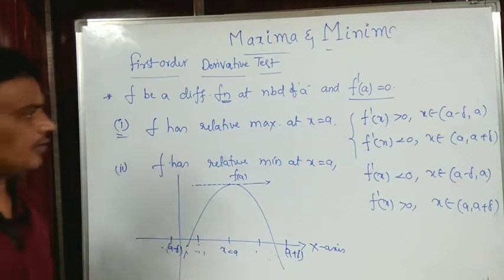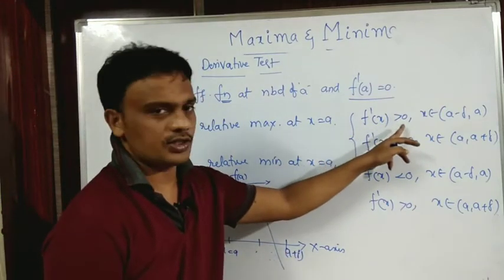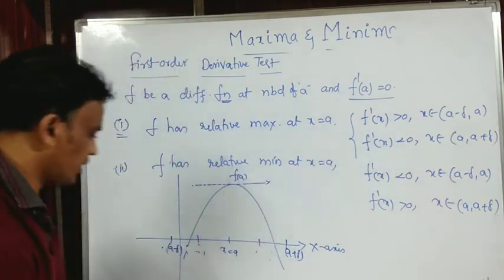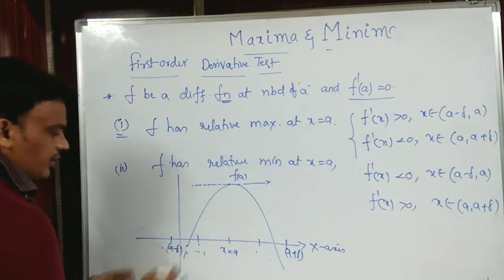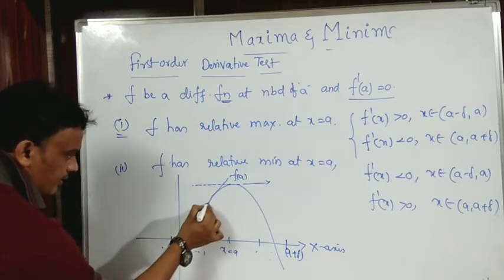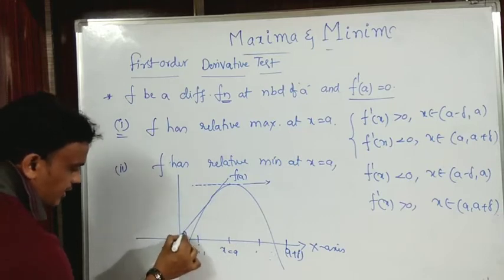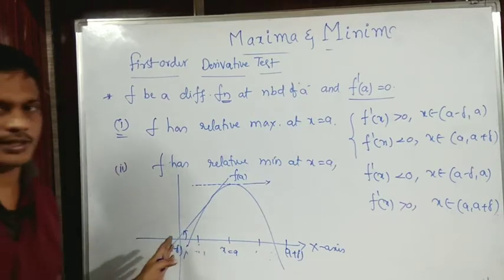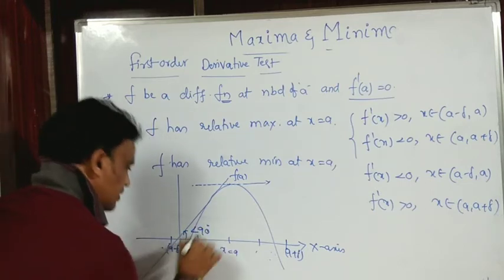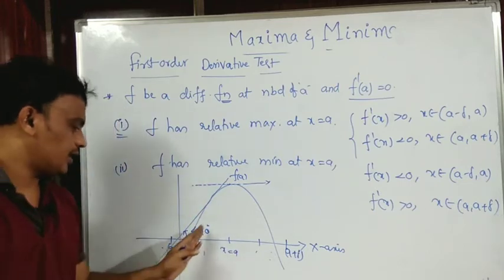Now, f dash of x is greater than 0. The slope of the tangent is greater than 0 when x belongs to A minus delta to A. In this interval, you can take the tangent, right? The tangent makes an acute angle, which is less than 90. Am I right or not? So the tangent makes an acute angle.